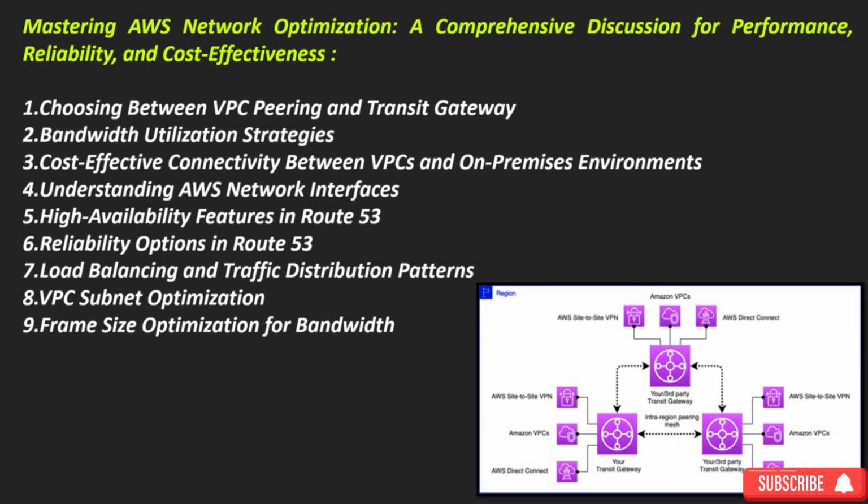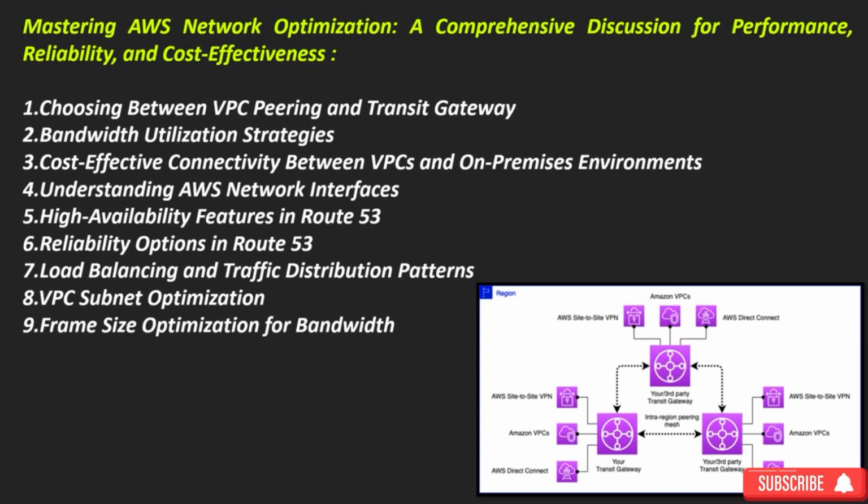Seventh is load balancing and traffic distribution patterns. As I told in the introduction part of the lecture, efficient load balancing is a very important key to distributing traffic across your application's infrastructure. Here we need to discuss AWS Elastic Load Balancing and explore traffic distribution patterns such as round robin and least connection to ensure your application remains available and responsive.